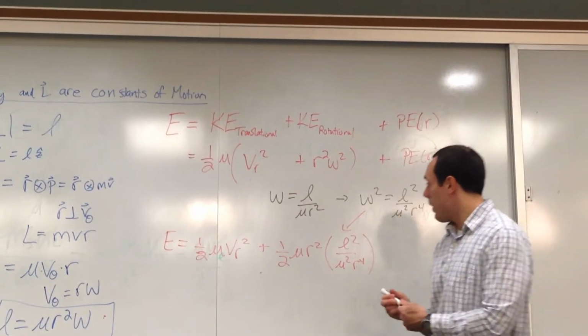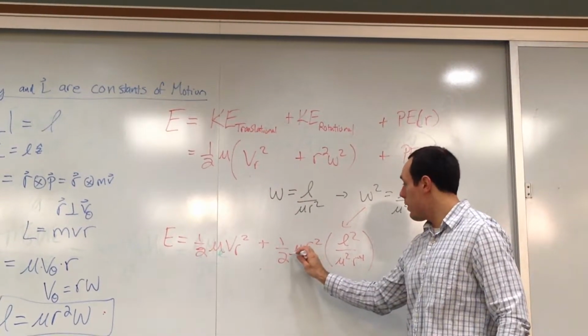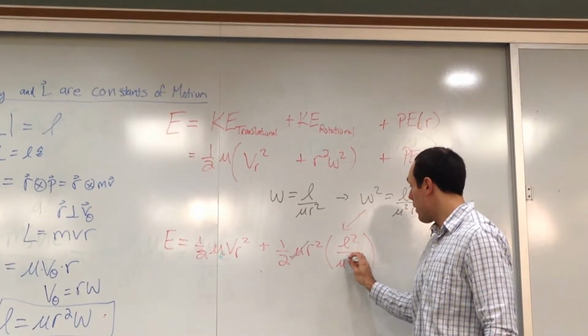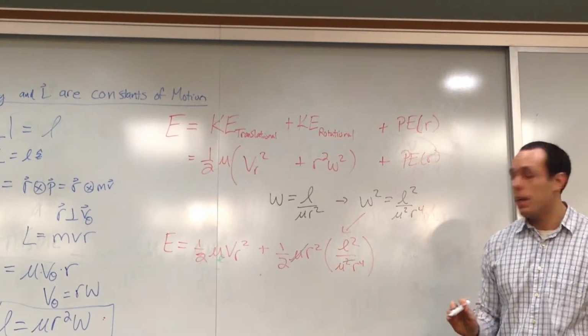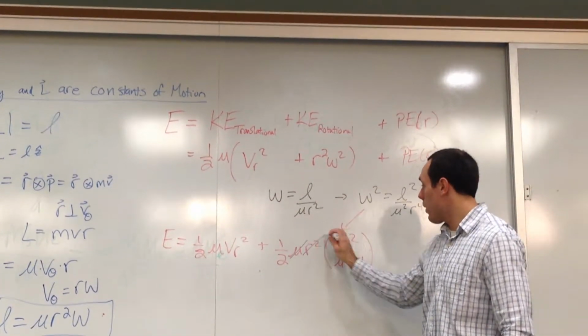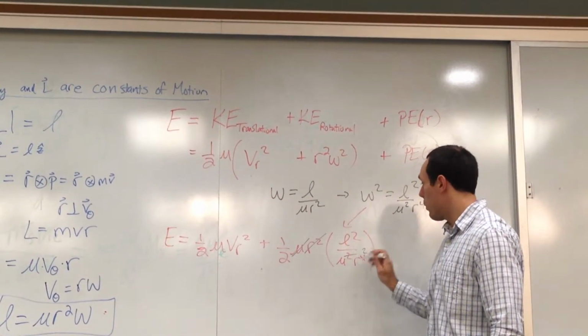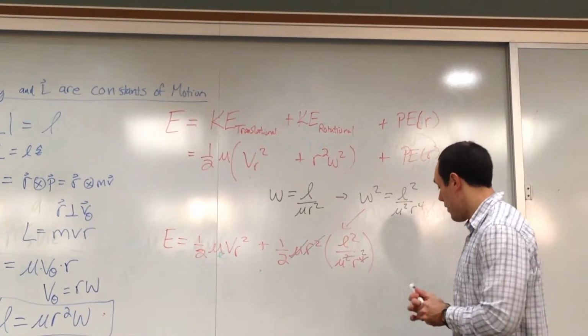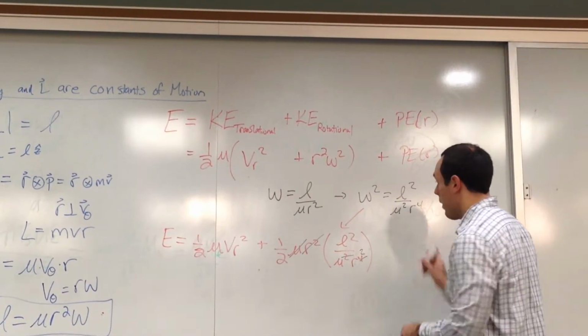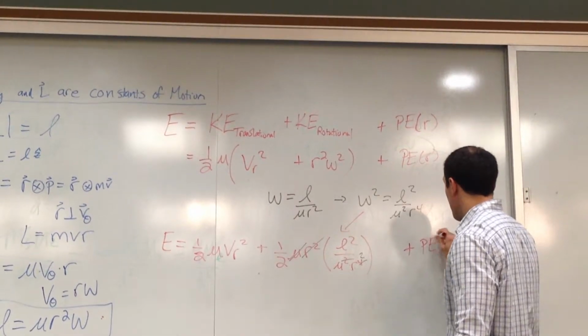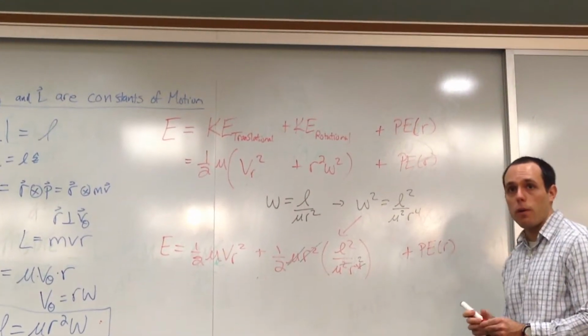Now notice what we have here. I have a mu up in the numerator. I have a mu squared here, so that kills one of them. I have an r squared in the numerator. I have an r to the 4th, so that kills 2 of them. I still have, I didn't write it here, the energy is plus the potential energy due to the central force.